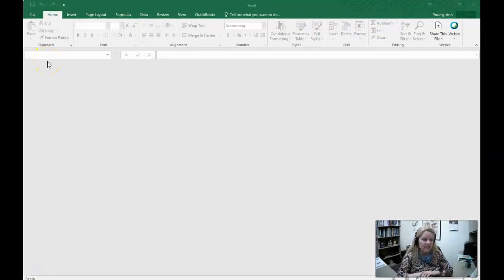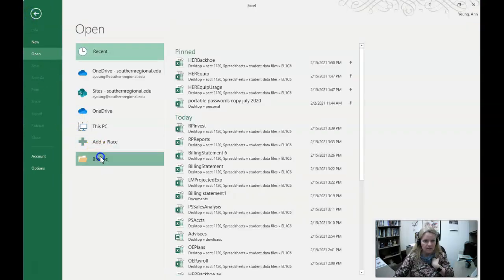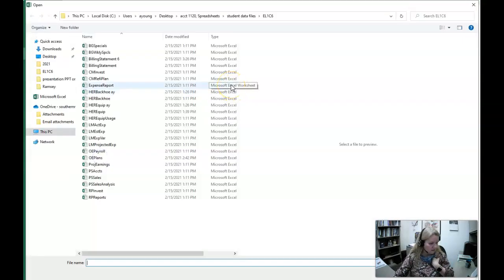Okay, and the last one for today is the future value. It's calculated in much the same way as the payment amount is. The difference is that you're looking at a lump sum total future value instead of monthly. So we're going to open the RP Invest file.